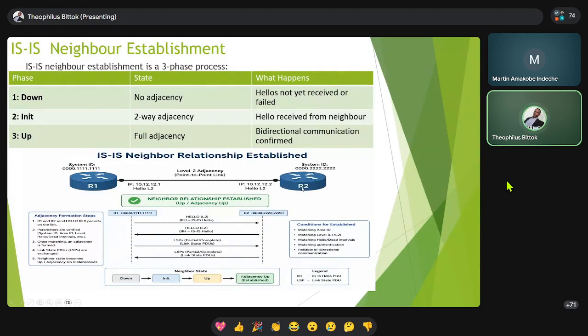But an L2 router, let's say L2 on router 2, and an L1 router here, are not going to form an adjacency because they're in different levels.